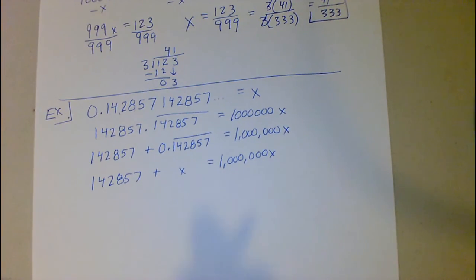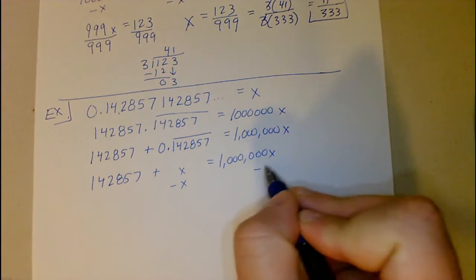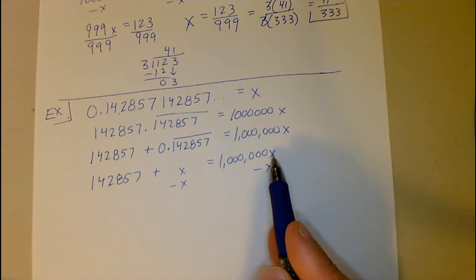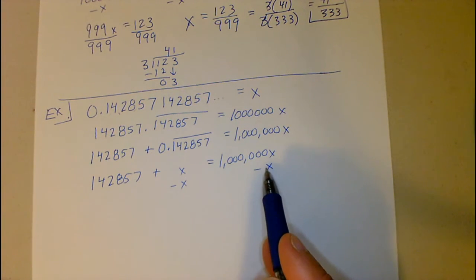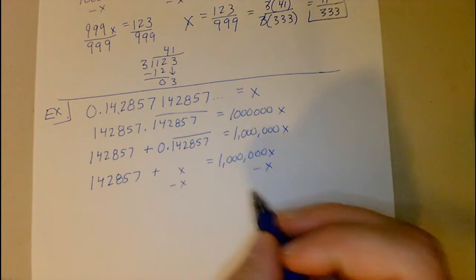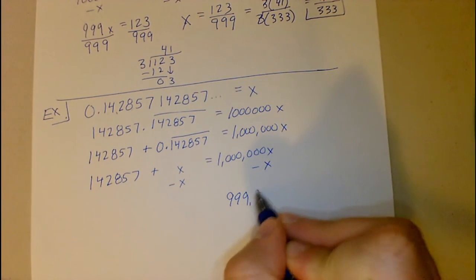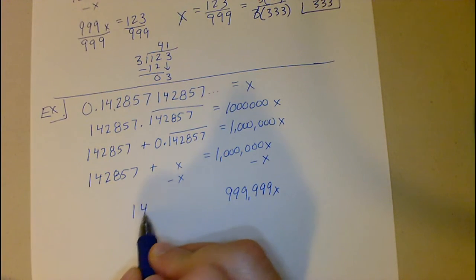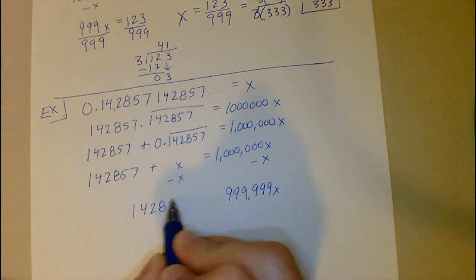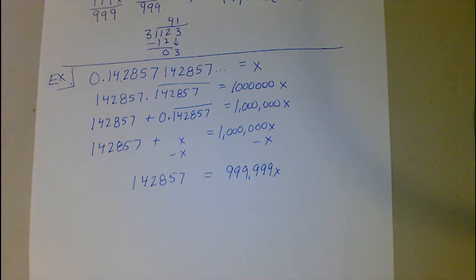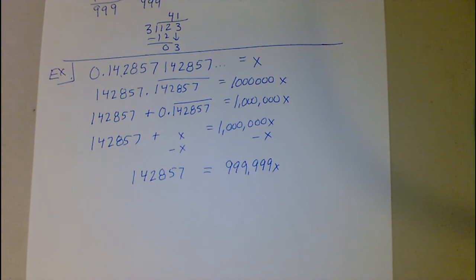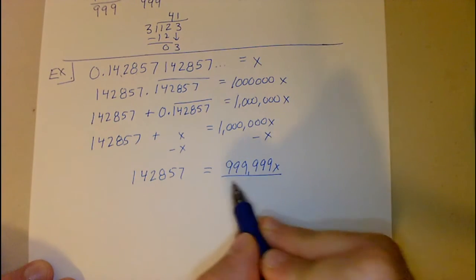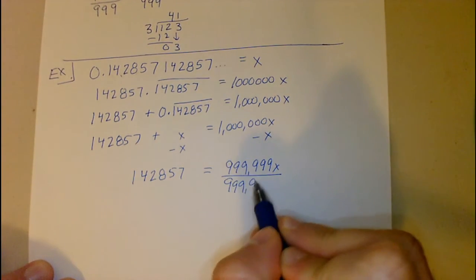What do I do now? I subtract x from both sides. What's a million things subtracting one thing? That's just 999,999 of those things. And that equals 142,857. And I am very intimidated and very scared right now because those are gigantic numbers. What's going to happen? I don't know. I'm scared. I'm going to divide both sides by 999,999.